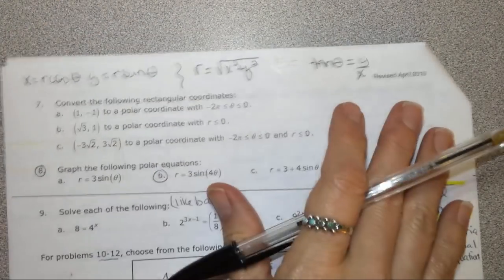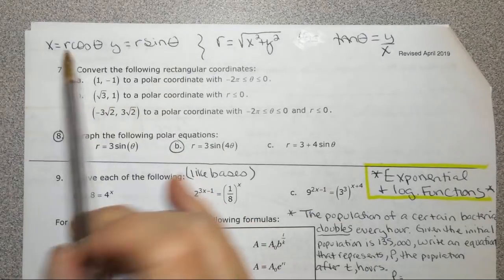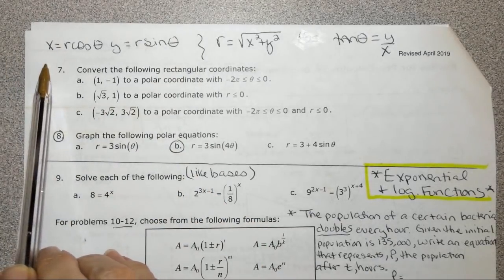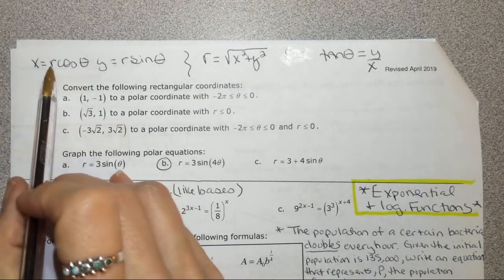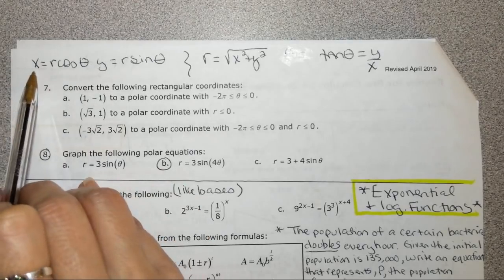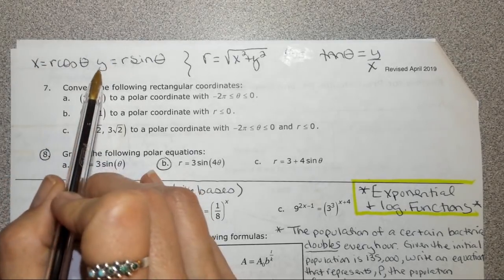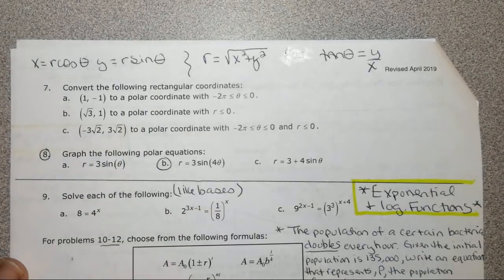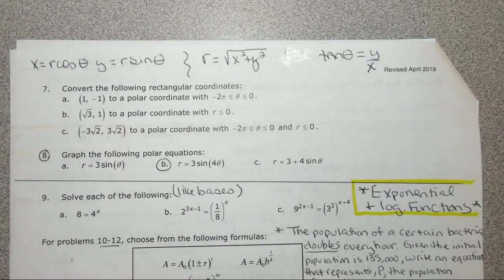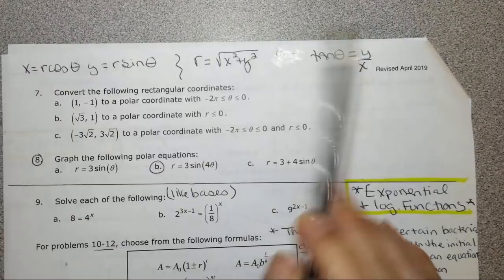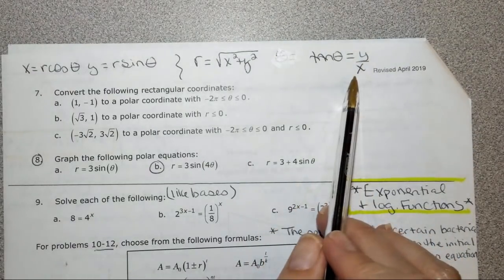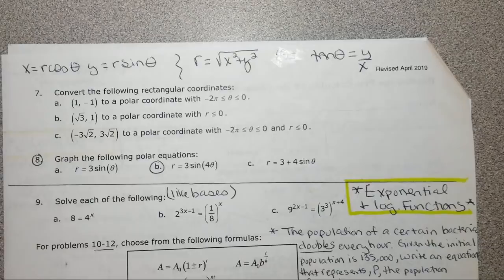Okay, so now let's go to the page. And at the top of the page, I wrote our conversions. If they ask you to go from rectangular to polar, we're going to use these equations. If they give you r and theta, you're going to find x by saying r times cosine, and you're going to find y by saying r times sine. If they give you x and y, and they want you to find r and theta, r is going to equal the square root of x squared plus y squared, and the tangent of theta will equal y over x.